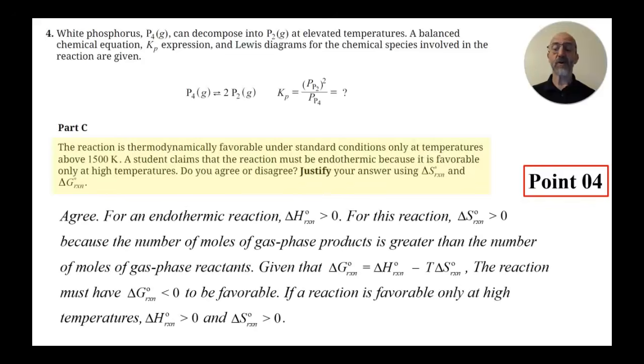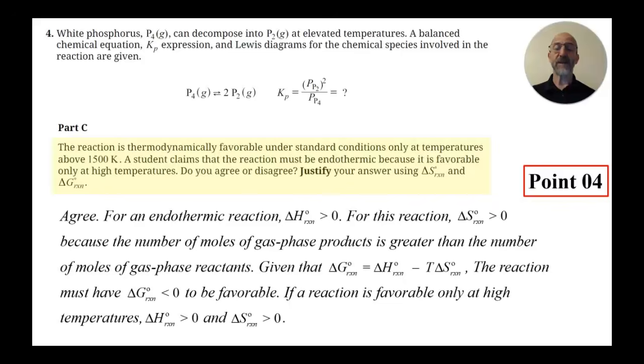So I said yes, I agree. For an endothermic reaction, the delta H is positive. And then for this reaction, the delta S is also positive because the number of moles of gas phase products is greater than the number of moles of gas phase reactants. So I've got a positive delta H and I've got a positive delta S, and given the equation delta G equals delta H minus T delta S, the reaction must have a delta G that is negative to be thermodynamically favorable. And if a reaction is favorable only at high temperatures, then both the delta H and the delta S would be positive. So that's my answer for the last point of question 4.